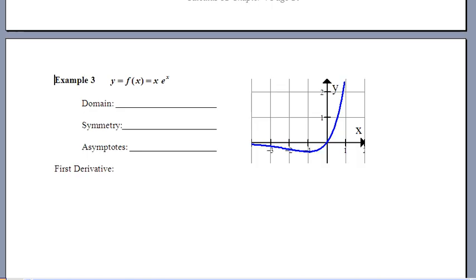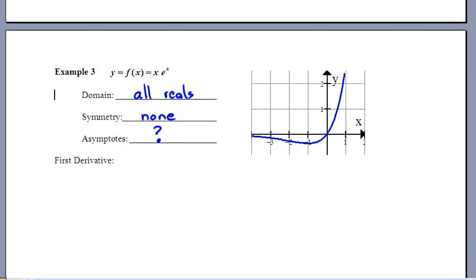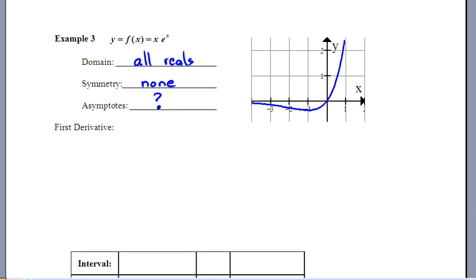The exponential one. The courtesy graph is there. The domain for this thing, can't hurt it. It's all reals. It does not have any symmetry. And for asymptotes, I'm not really sure. Maybe there might be a horizontal asymptote over on that left side, some nice end behavior of y equals 0. We'll see. Okay, let's just do the work with the first and second derivative here and see where that goes.